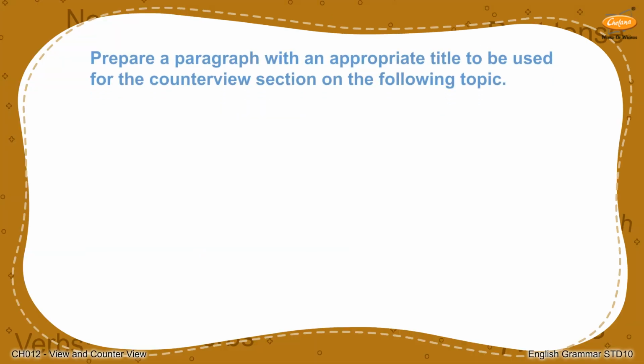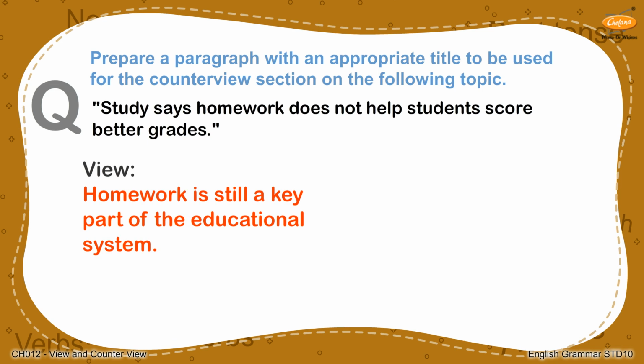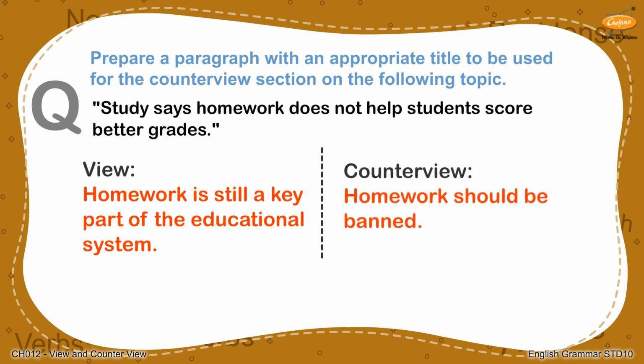Now that we understand the meaning of the two terms, let's consider an example. This question, for instance, presents a topic. Study says homework does not help students score better grades. The given view is that homework is still a key part of the educational system. This means that the view is in favor of homework. In this case, what could be a counter view? What statement would indicate that it is against homework? One possible counter view is that homework should be banned.